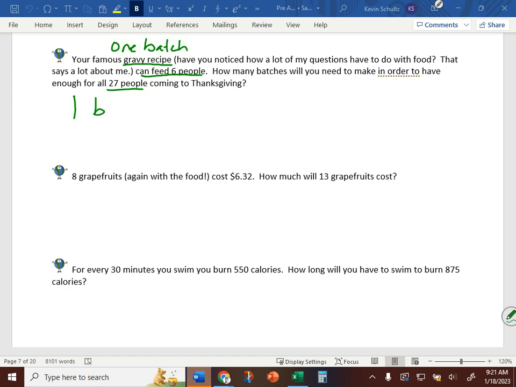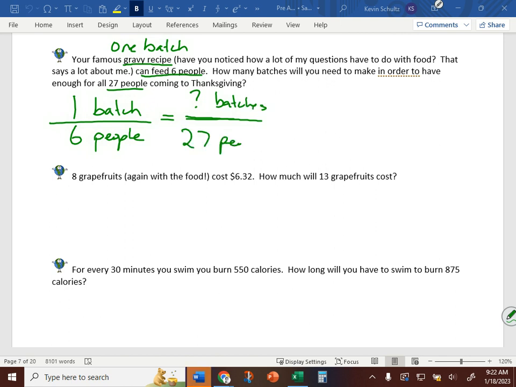6. One batch can feed 6 people. Okay? They're related. They're our ratio. One batch for 6 people. We want to know how many batches we will need to feed 27 people. Is that 27 going to be in the numerator or the denominator of my second fraction here? Denominator. Why? Because order matters. One batch for 6 people is equal to how many batches for 27 people?